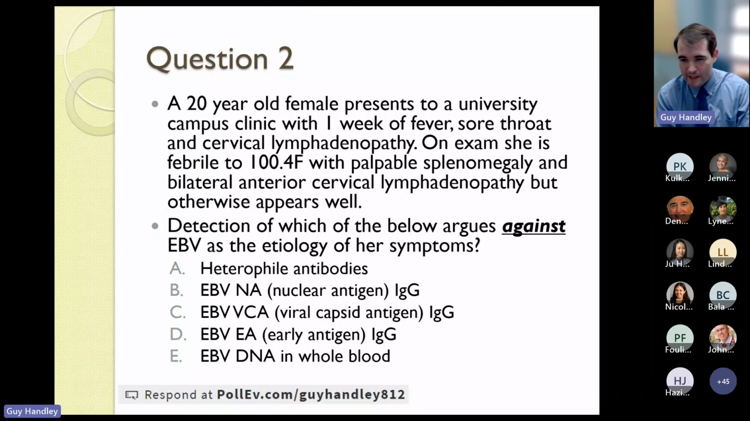So essentially, which of these is going to let you rule out EBV and tell you there's something else causing her symptoms? The heterophile antibodies, the EBV nuclear antigen immunoglobulin, the viral capsid antigen immunoglobulin, early antigen immunoglobulin, or detection of EBV DNA in whole blood.